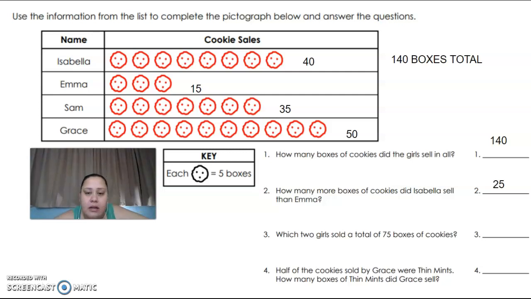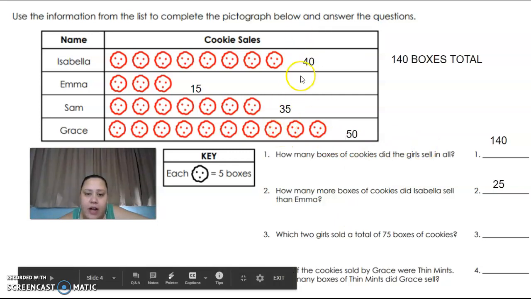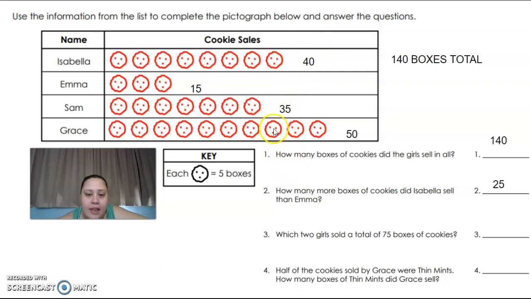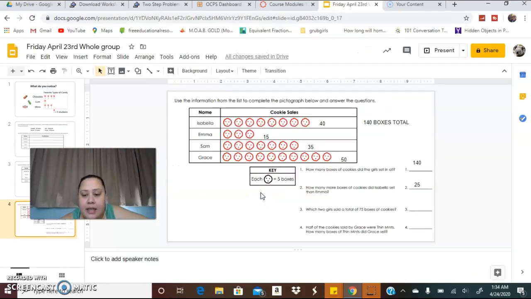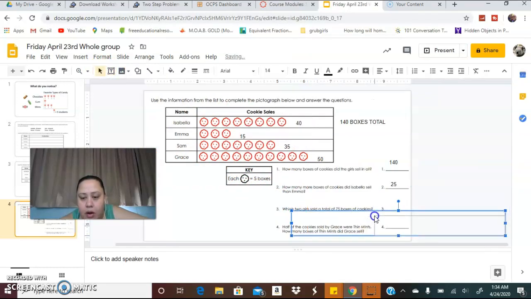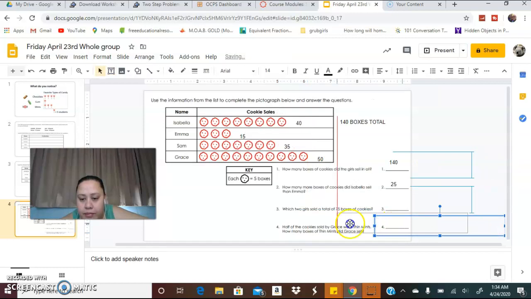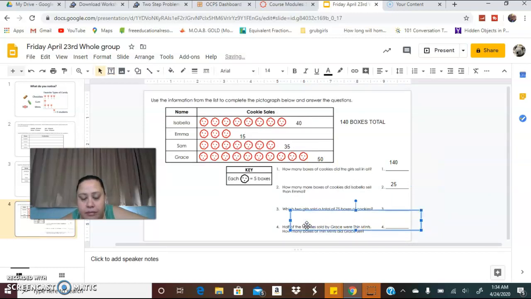First two that point out to me are 40 and 35, because 40 and 30 equals 70. Add the 5 and you would get 75. So the answer for this one would actually be Isabella and Sam. Right, so let me put that here. Oh boy. Okay. I thought it was going to kick me out. Isabella and Sam. All right, perfect.